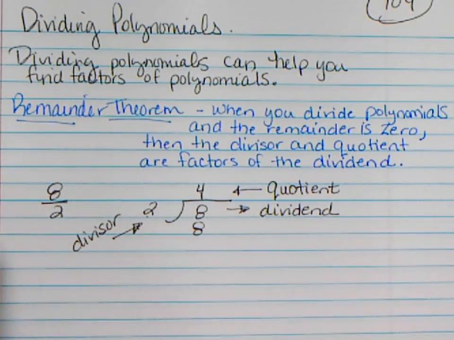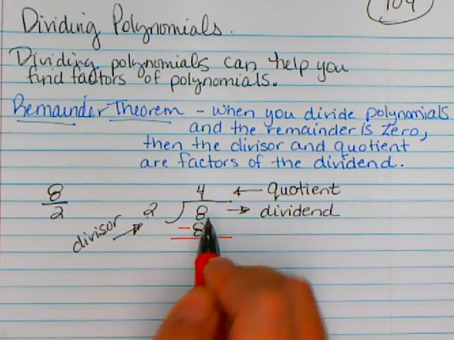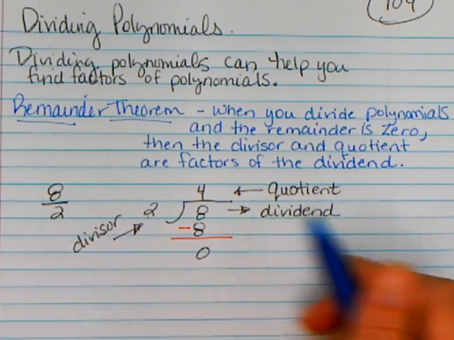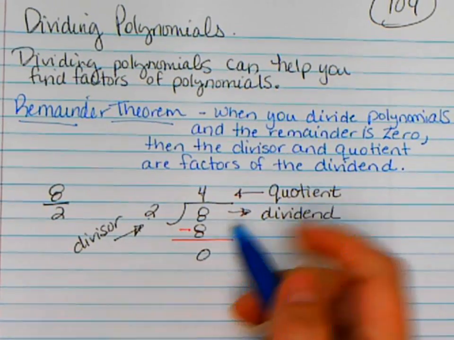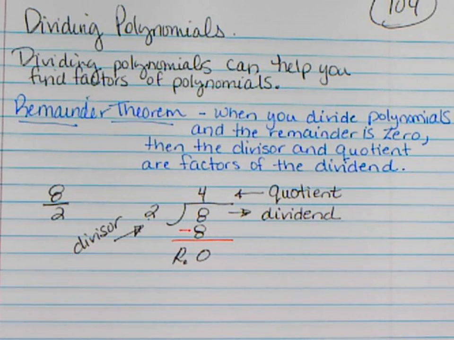We put it here. And we just subtract, but when we do polynomials, I like to use one of my little phrases to help you remember. And my little phrase is, we draw a line and we change the sign. We subtract. So what's 8 minus 8? 0. Is there anything left to bring down? No. So my remainder is 0, okay? My quotient is just 4.